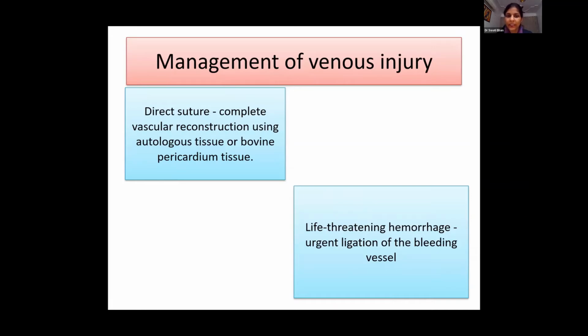So how do we manage? Again, management is by surgical repair, direct suture, or complete vascular reconstruction. If, however, there is a life-threatening hemorrhage, which is very rare, then urgent ligation of the bleeding vessel can be done.